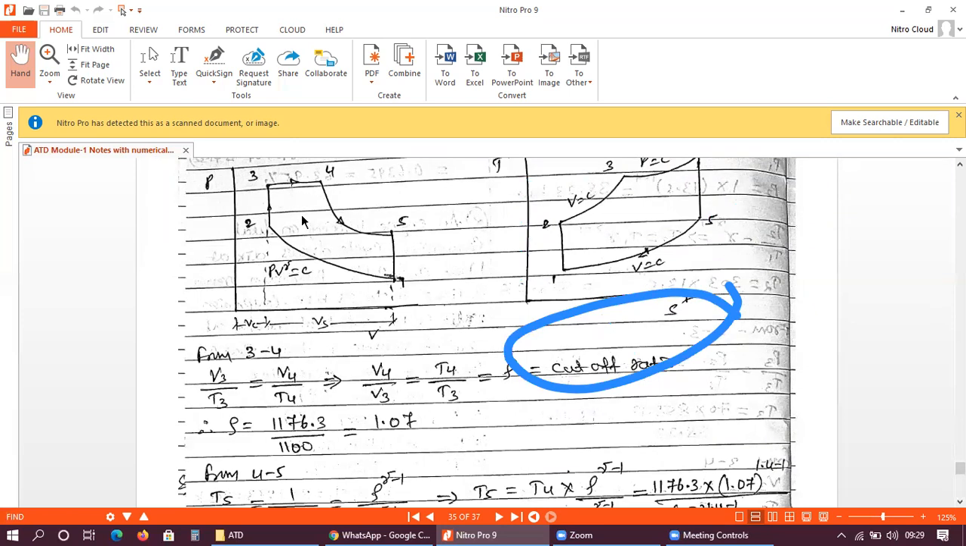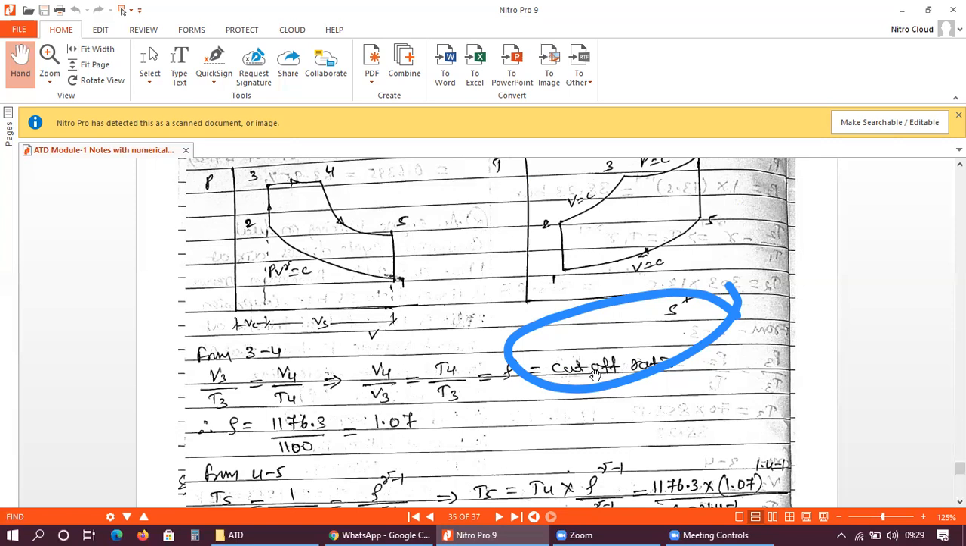To calculate the efficiency, we require the cutoff ratio, rho. This cutoff ratio is given by, please observe it carefully: V3 by T3 is equal to V4 by T4. And rearranging it, V4 by V3 is equal to T4 by T3, right? By rearranging it, you will get this.